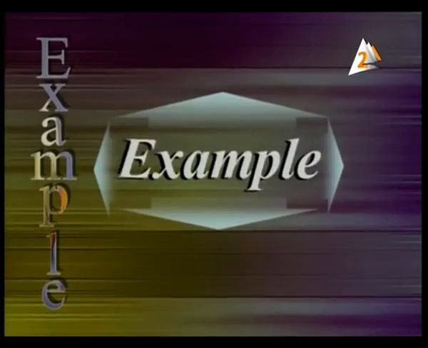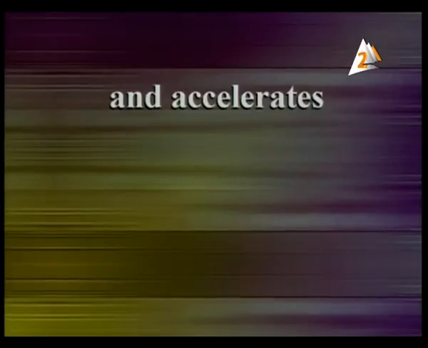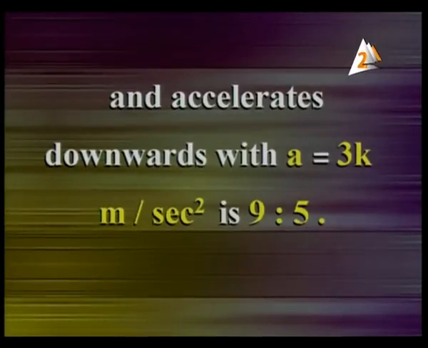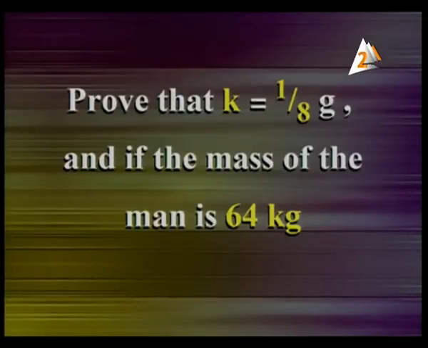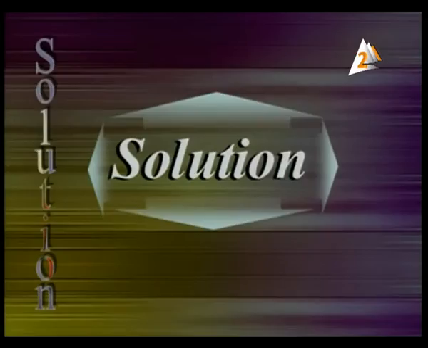Now, let's go to another example. The ratio between the readings of the scale when it accelerates up with A equals k meter per second square and accelerates downwards with A equals 3k meter per second square is 9 to 5. Prove that k equals 1/8 g, and if the mass of the man is 64 kilogram, find the scale reading on the upward motion. Now let's go to the solution.